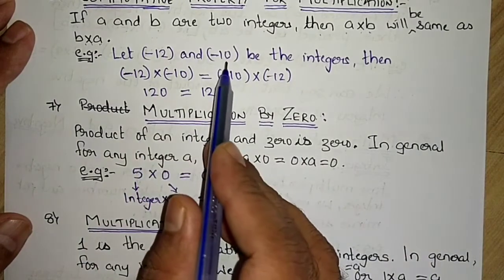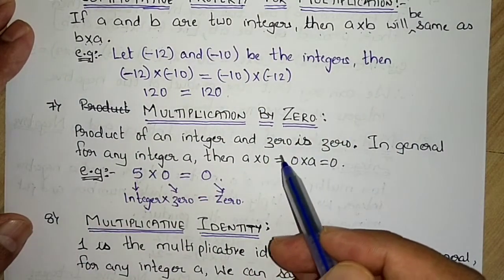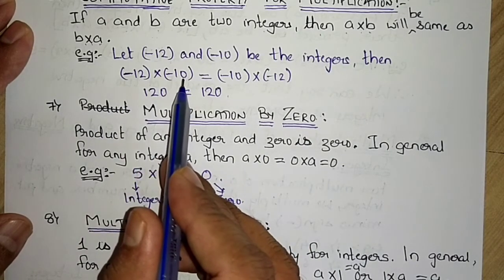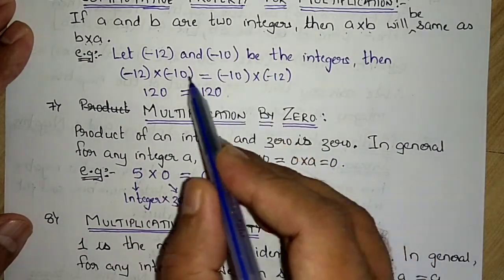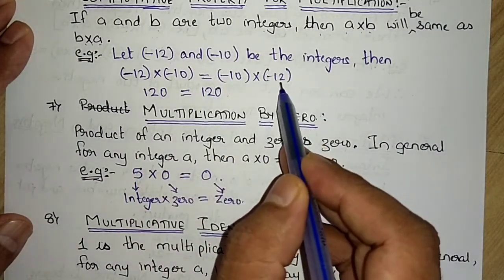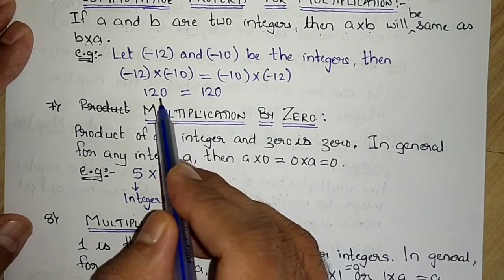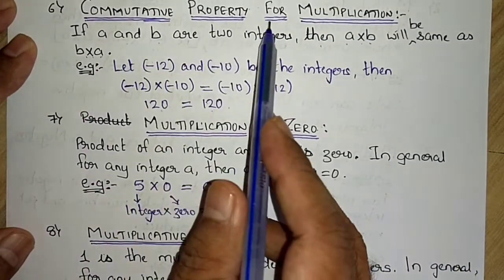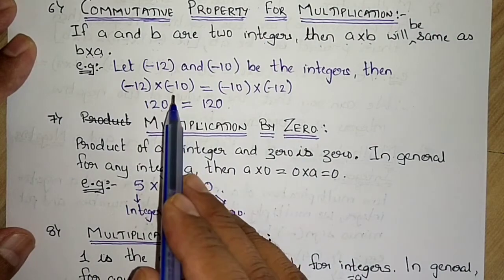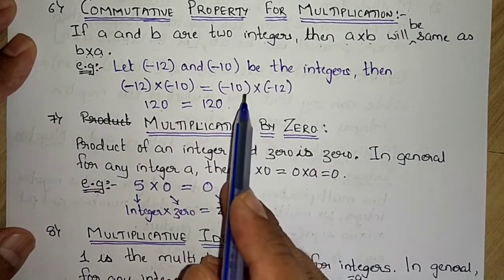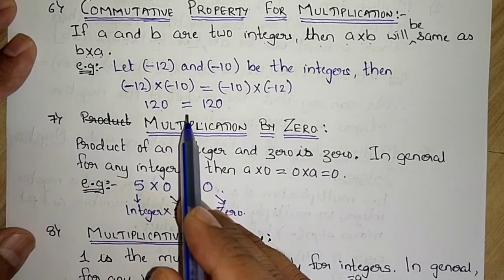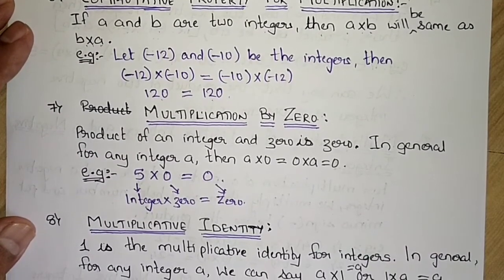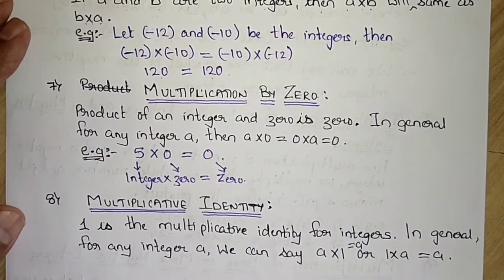Let minus 12 and minus 10 be the integers. Then if I am multiplying minus 12 into minus 10, or if I am taking first minus 10 and then I am multiplying minus 12, I will get the same result, plus 120, plus 120, which are equal. So this is called commutative property. If you are multiplying either the number ignoring the position where they have kept, you will get the same answer. It is called commutative. So we can say that integers are commutative under multiplication.